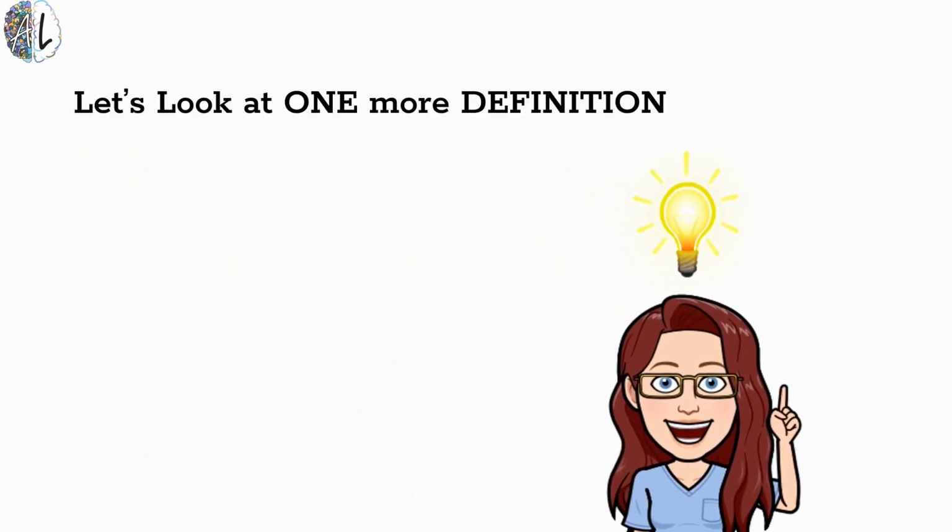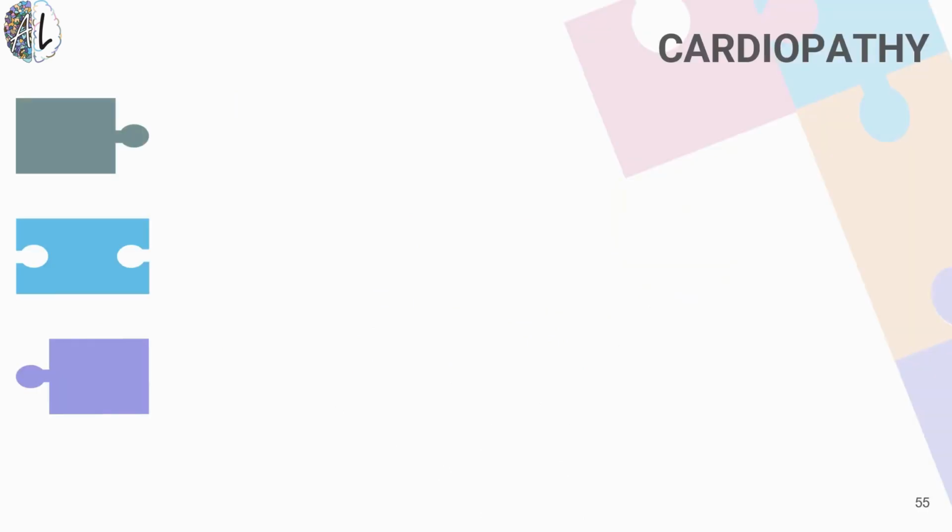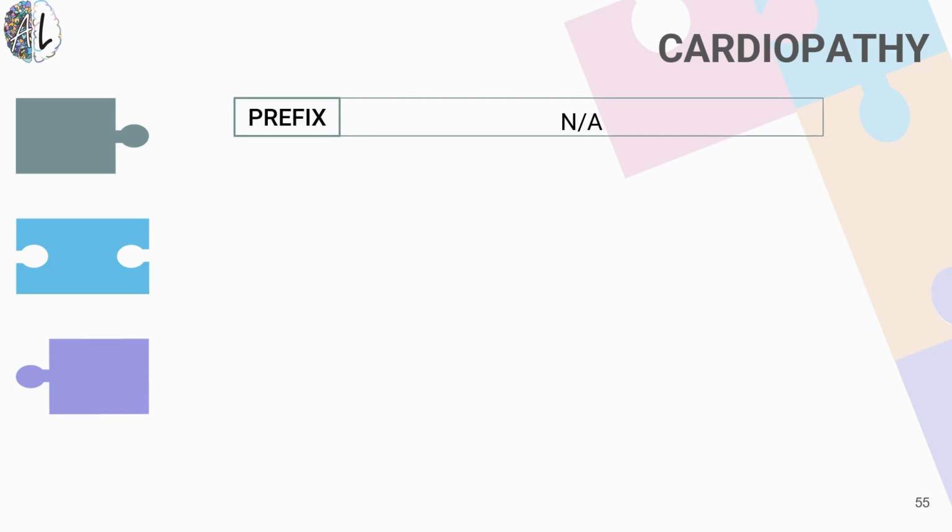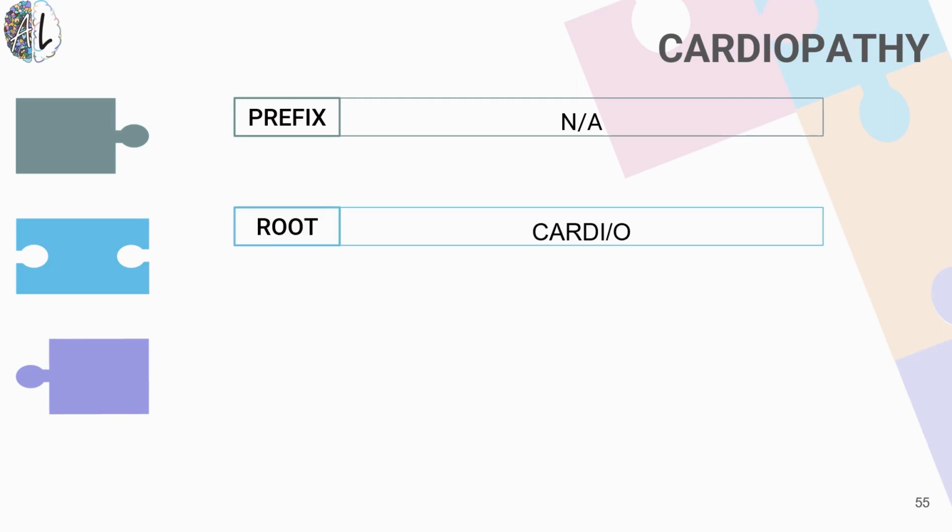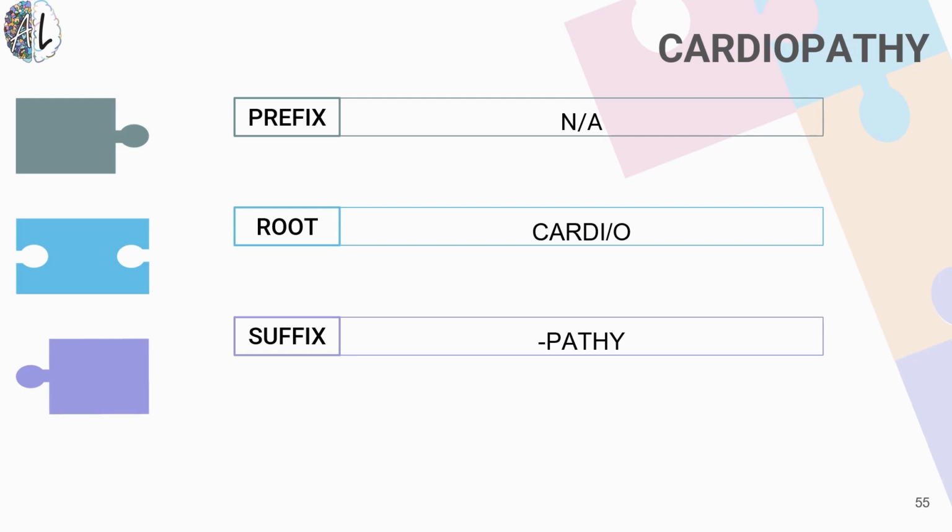And in true fashion, let's take a look at one more example. We did also take a look at this word a little bit earlier in the course, and the word is cardiopathy. If you remember, there was no prefix in this term. So again, I have put an NA, so it's not applicable, and we didn't just forget the prefix. The root term is cardi with the combining vowel of O, and the suffix here was pathy, the P-A-T-H-Y portion.